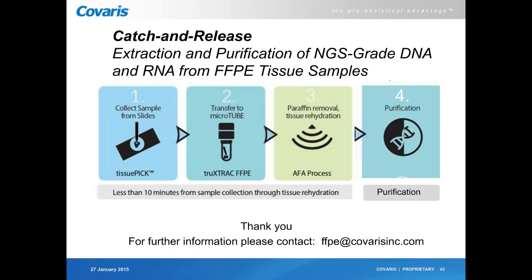So the tissuePICK is actually quite neutral. For those familiar with the Covaris process, we have what we call an AFA fiber in our tube to control this cavitation. We keep this AFA fiber, we just add a tissuePICK. It's really just a way to transfer the FFPE samples. It won't really affect the cavitation by itself, meaning that cavitation is still controlled by the AFA fiber that's included in all our microtubes that are part of the truXTRAC kit.